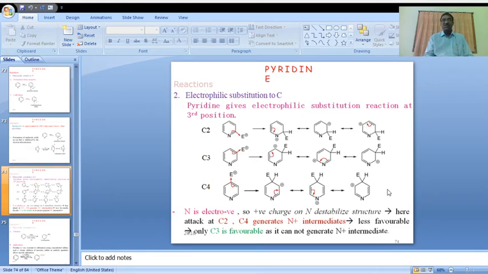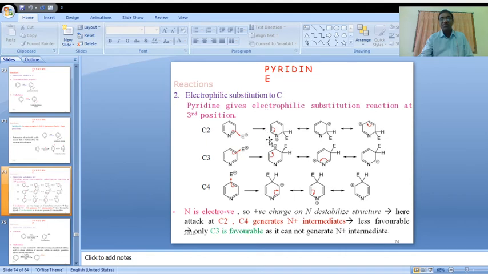Destabilized structure. Here, attack at C2 and C4 generates nitrogen positive containing intermediates. Please observe in the structures. Here, attack of electrophile on C2 position. The first structure is a positive charge containing resonance structure.